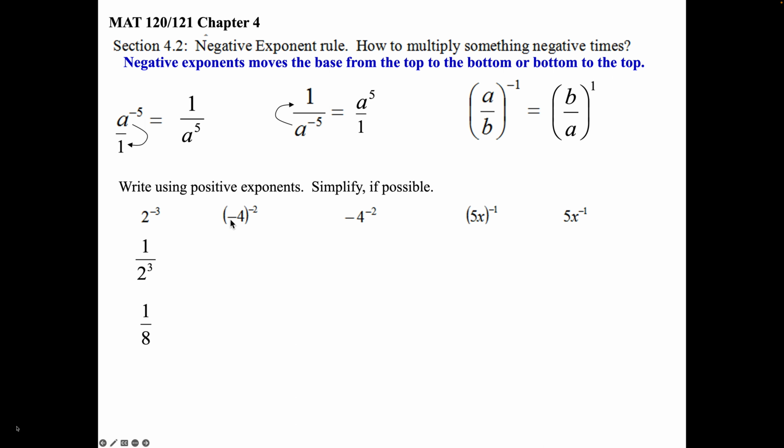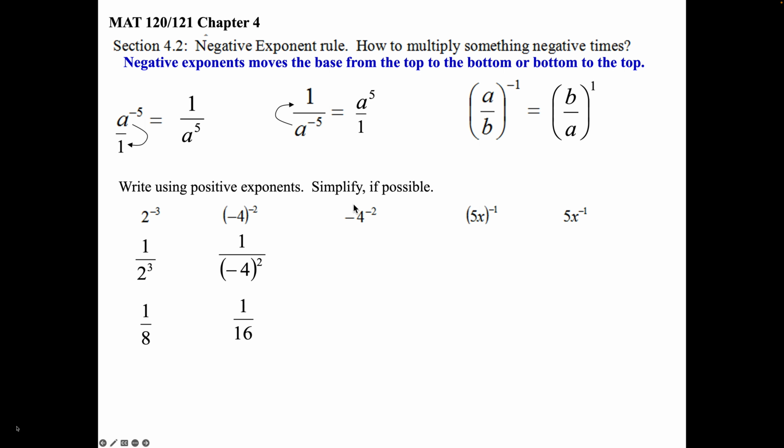All right, negative 4 in parentheses to the negative 2 power. This negative 2, take the whole set of parentheses, negative 4, put it in the bottom, to the positive 2 power. Now, a negative 4 times itself, negative 4, is a positive 16. 1 over 16 is my simplified answer.